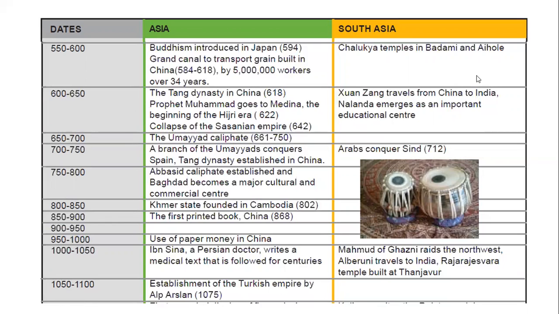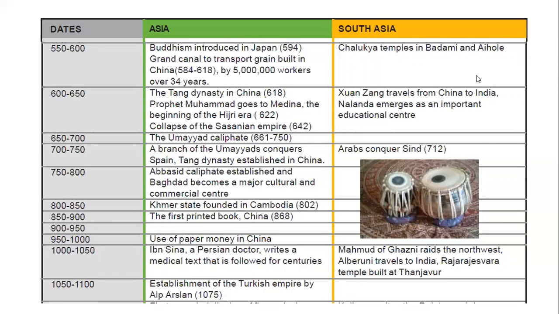750 to 800, Abbasid Caliphate established, and Baghdad becomes a major cultural and commercial center. 800 to 850, the Khmer state found in Cambodia. First book is printed in China in 868. 950 to 1000, use of paper money in China. And 1000 to 1050, Ibn Sina, a Persian doctor who writes a medicinal text that is followed for centuries.